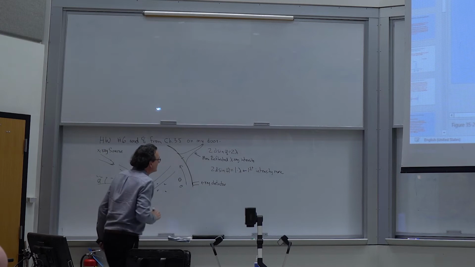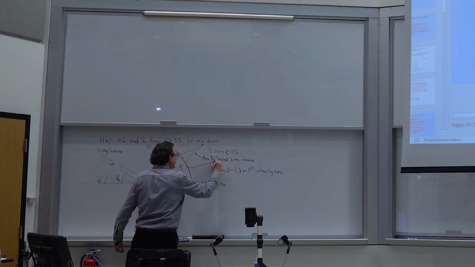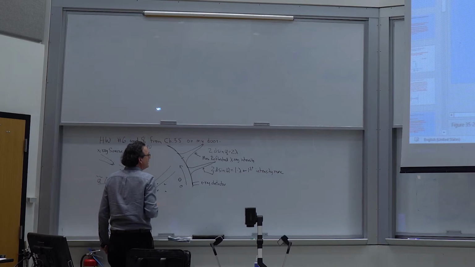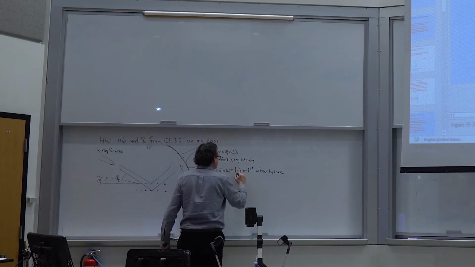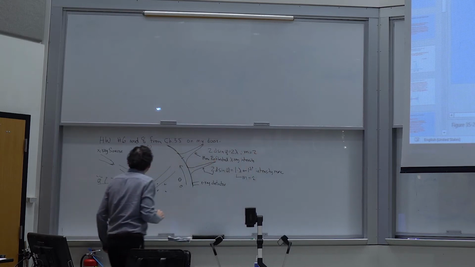And in that case, I will get a reflected intensity maximum that occurs right here. So this will be for m equals 1. And this will be for m equals 2.